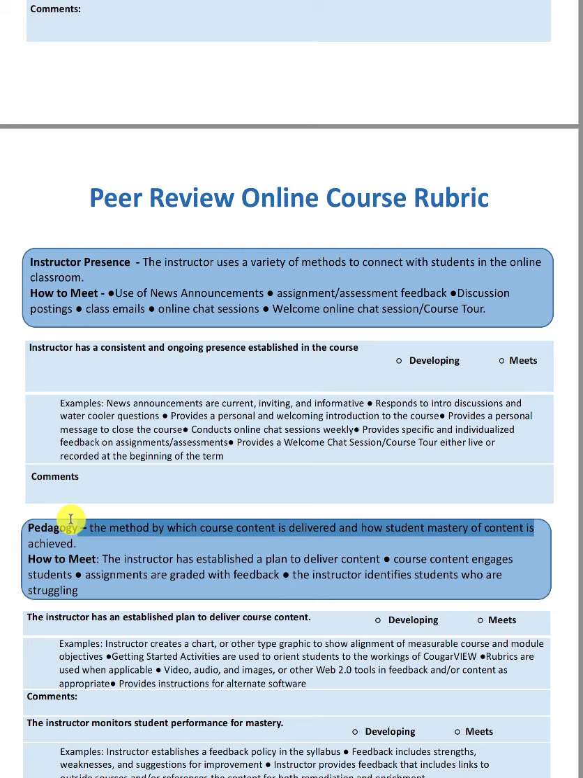What I'm going to talk about today is the peer review online course rubric, and just talk about how it's laid out and how I anticipated it might be used. So first, when looking at this document, you see there are three overarching criteria for looking at an online course. The first being facilitating the course, then the instructor presence, and then pedagogy.